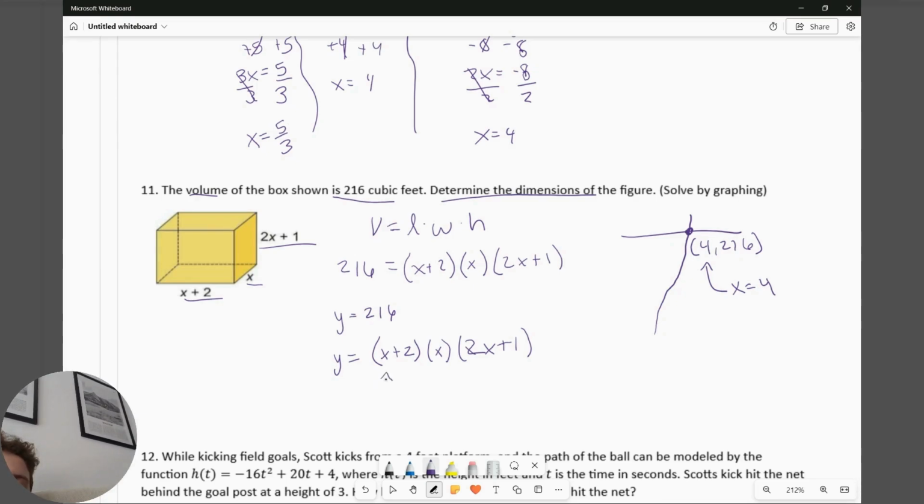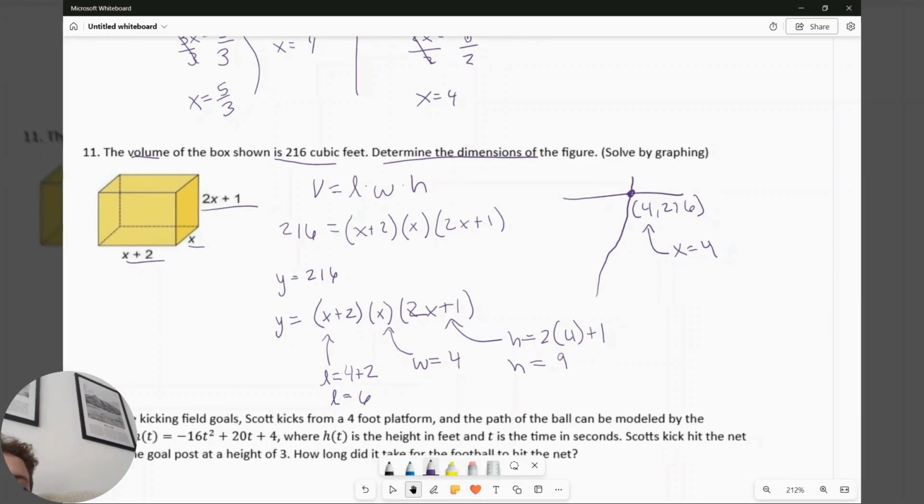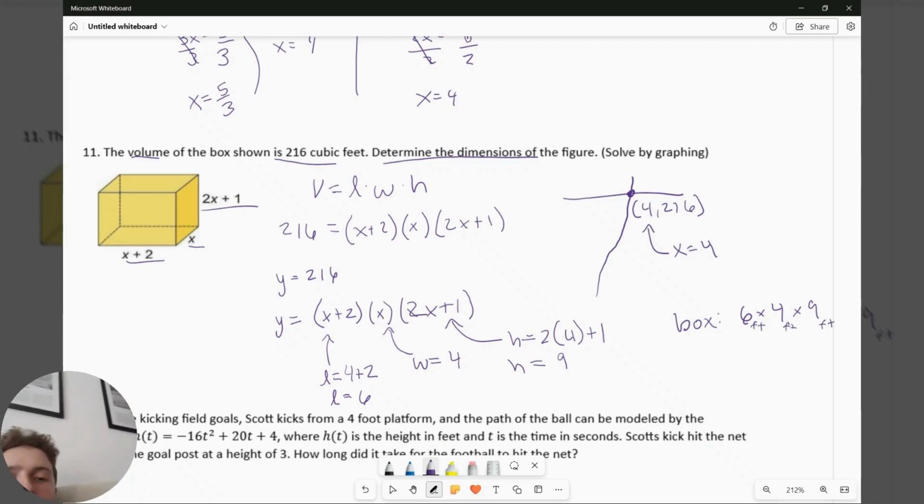Well, remember, the length is x plus 2. But now I know what x is equal to, so I can plug in that value. In this case, I know the length is 6. We can plug in for the width. You can replace x with the value. Your width is 4. You can plug in for the height as well. Get rid of the x value and find your amount for the height, where you'd get a height of 9. We know that the dimensions of this box are 6 by 4 by 9. That would be in terms of feet, it looks like. A 6 by 4 by 9 box.